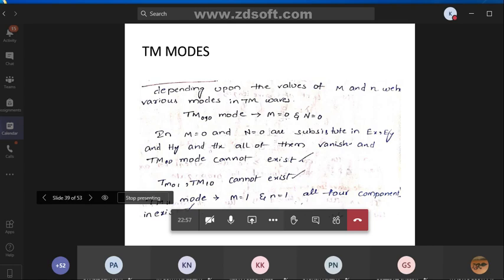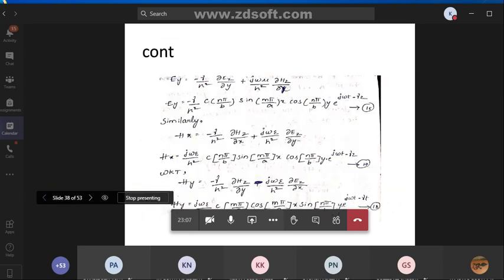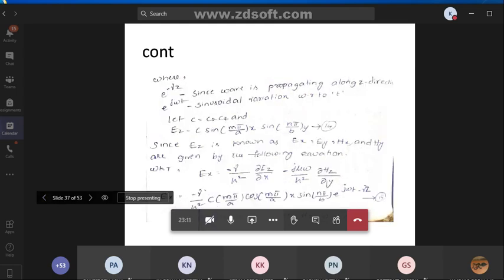Now if you substitute m equal to 0 and n equal to 0 in the four field components, see here in the Ex equation, what will happen? Then Ex becomes 0, right? If you substitute m equal to 0 and n equal to 0 in this equation, you will get Ex equal to 0.